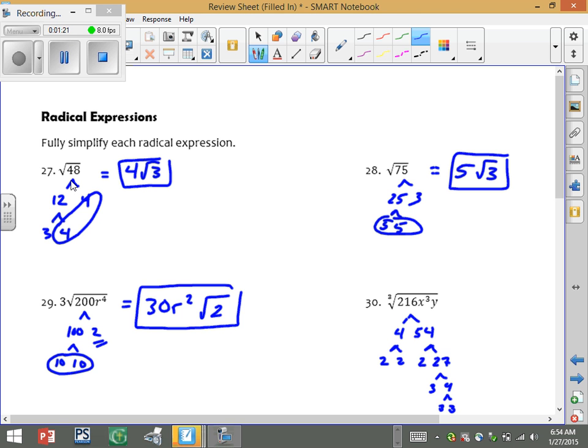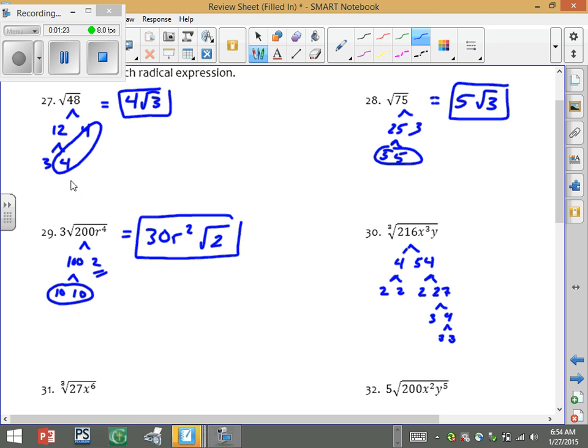So again, you see that index on the outside of 3, meaning we need groups of 3 here. So we got a group of 3 2s right there. We got a group of 3 3s, which means they both get out. A 2 and a 3 both get out, which means we end up with 6. There's enough x's, there are 3 of those to make a break. 1 will get out, and then there is a y left behind. Don't forget that little radical right there at the end.